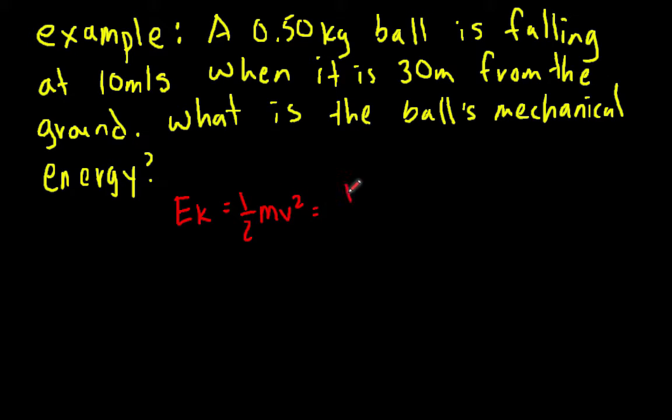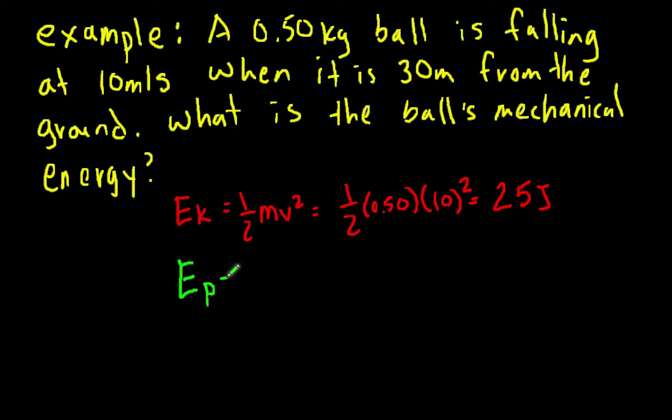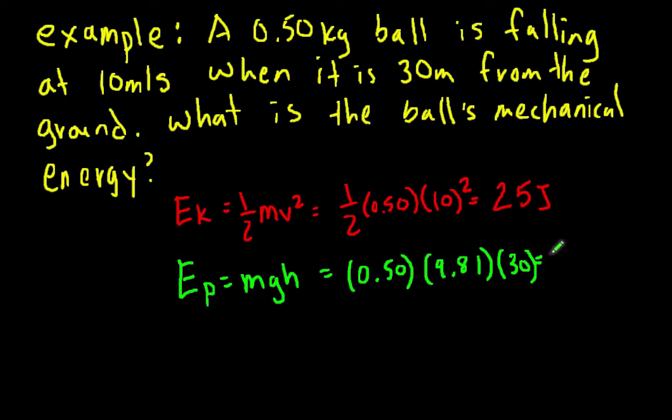We start by calculating the two forms of energy it has. Kinetic energy is 1/2 mv squared, which is 1/2 times 0.50 times its speed, 10 meters per second, squared. This gives us a kinetic energy of 25 joules. The potential energy of the ball is mgh. This is 0.50 kilograms times 9.81 meters per second squared times the 30 meters of height that it has. This is 147.15 joules of potential energy.